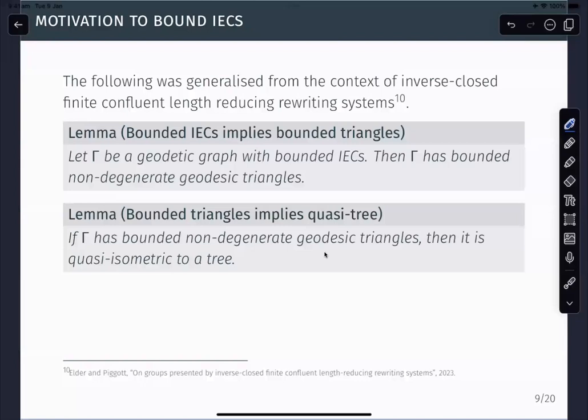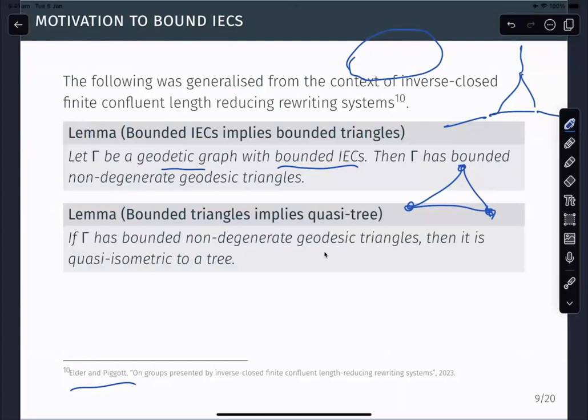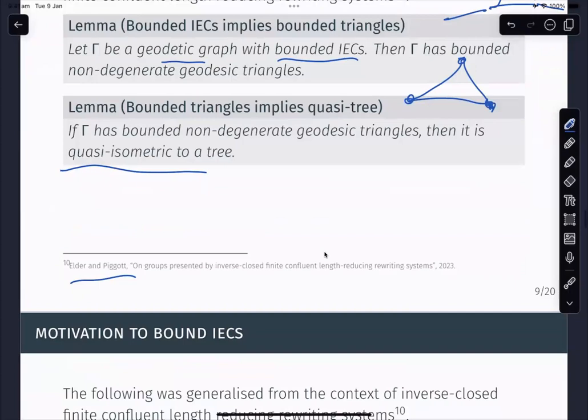We got inspiration from a paper of myself and Adam. If you have a geodetic graph with bounded size isometrically embedded circuits, then there's a bound on the size of what we call non-degenerate geodesic triangles. We're not interested in a geodesic triangle that has little sticks on it. So if you have bounded IECs, then you have bounded non-degenerate geodesic triangles. And then pretty quickly from that, we can see that it's hyperbolic. We also get that you're quasi-isometric to a tree with a tiny bit more work. So the game is to prove bounded IECs.